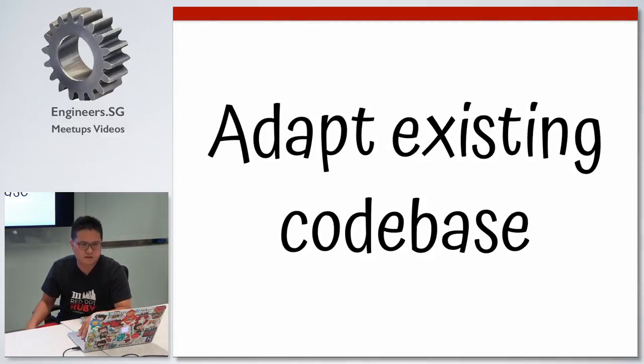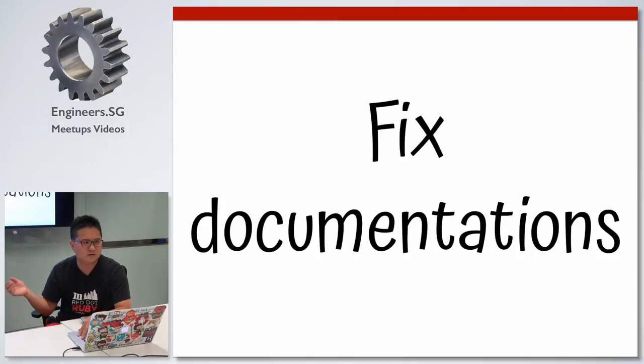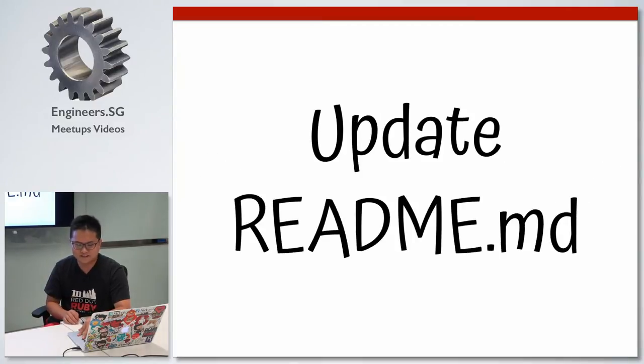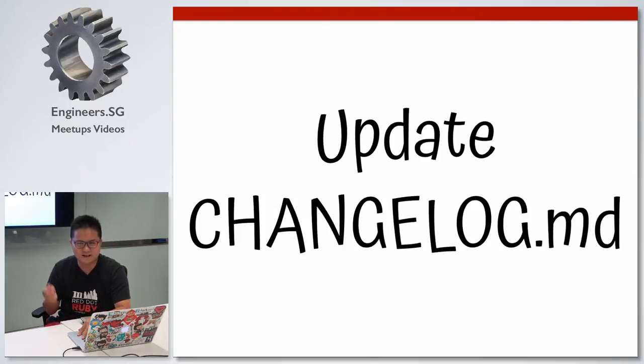And then what I need to do to upgrade to Twemoji 3.0 is to change the code base and fix documentations. Documentation is important for an open source library because people don't know how to use your library. So when you do open source, make sure to fix your documentations and add some specs and update your README. This is important, I put a slide. And update your changelog because your stuff may break someone else's library. So make sure to update your changelog.